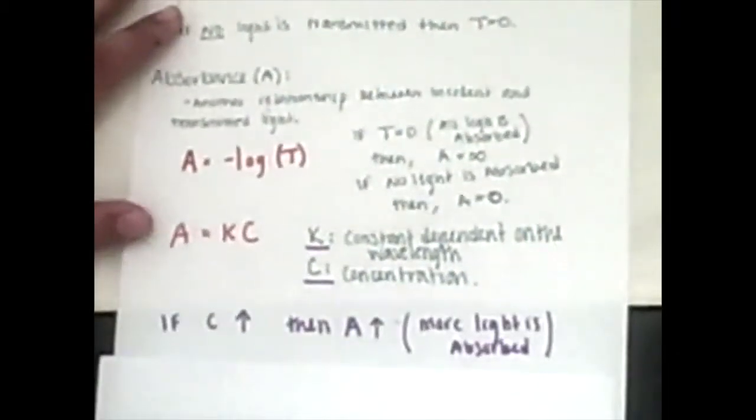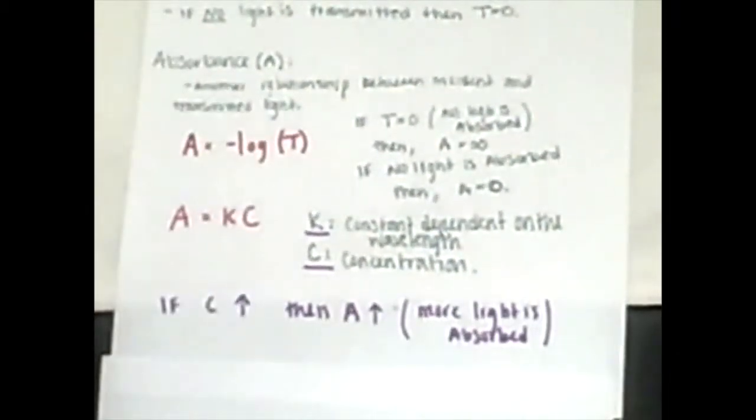A = Kc is an equation relating concentration to absorbance. K in this instance is a constant dependent on the wavelength, and C is the concentration. As concentration goes up, absorbance also goes up. So more light is absorbed when the concentration is increased.